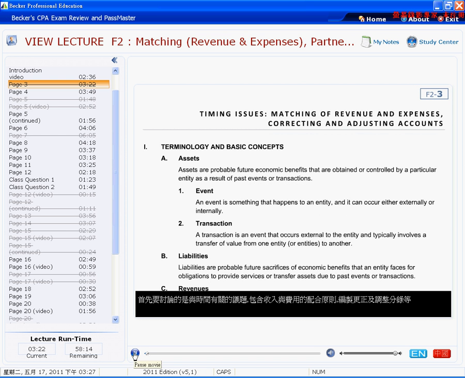First of all, let's deal with timing issues, matching of revenue and expenses, correcting and adjusting journal entries. Now, first of all, some very fundamental stuff, the terminologies. We have assets, liabilities, right? Those are pretty obvious items.